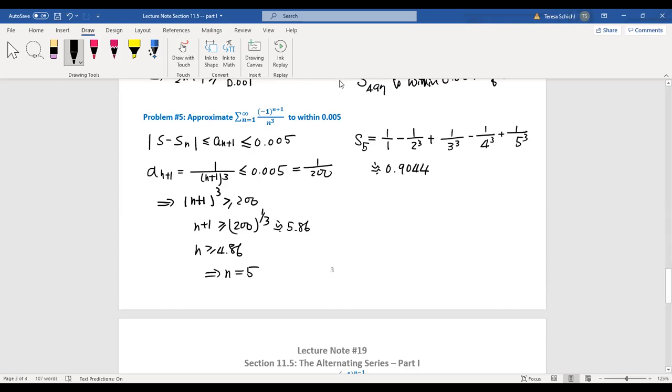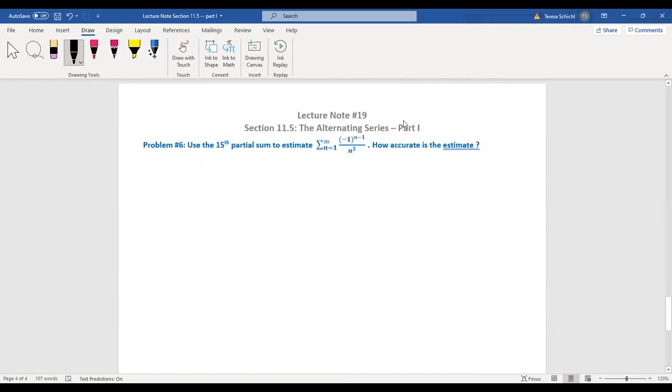But we know 0.9044 is within 0.005 of the series sum S, right? We don't really know exactly what S is, but we do know that if you use S5, 0.9044 is within 0.005 of the series sum here. All right, so let's take a look at another one.